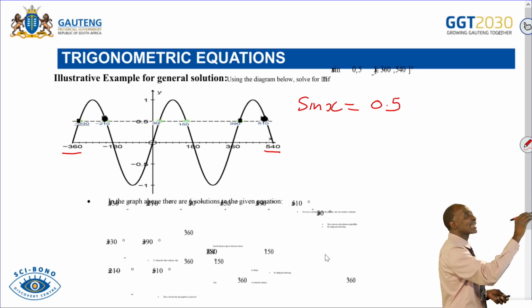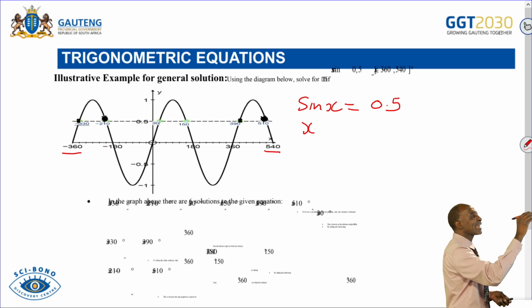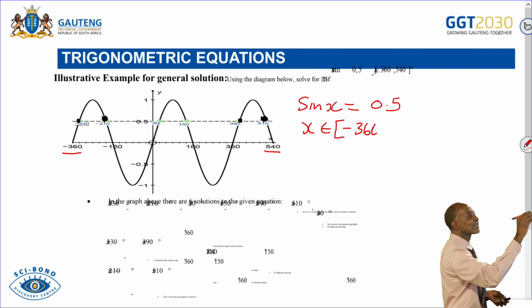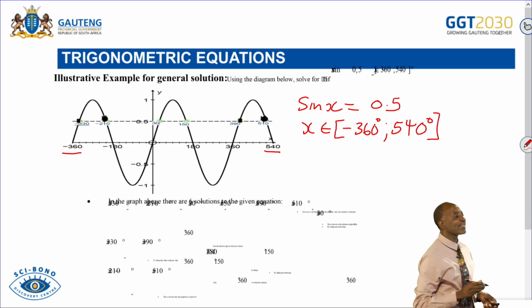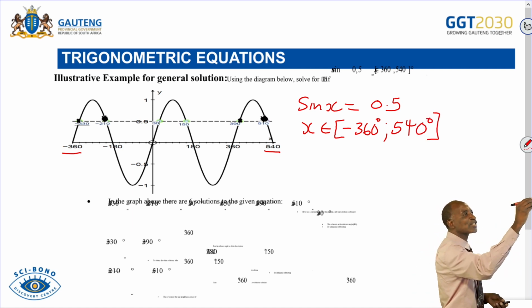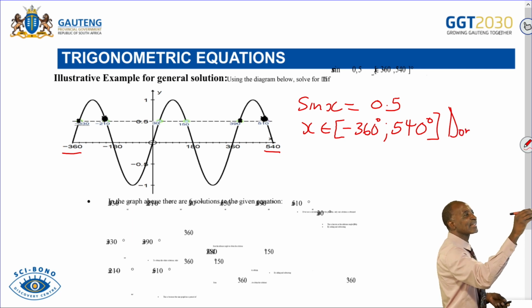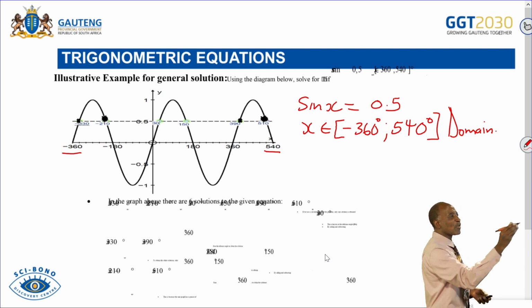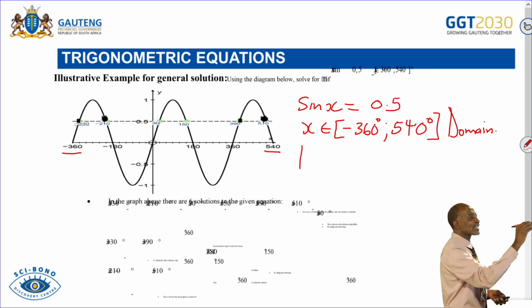For today's lesson, our domain, x is an element of, is a closed interval from negative 360 degrees up to 540 degrees. So we have chosen an interval here. This is our domain for today. Okay. Then we move on to our range.